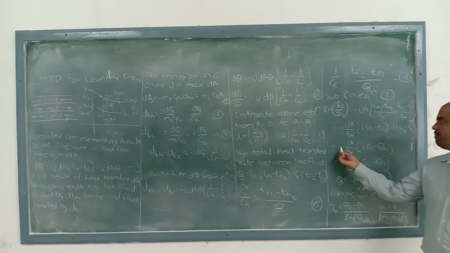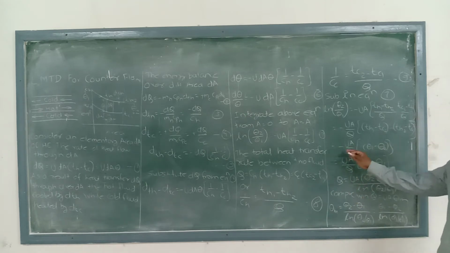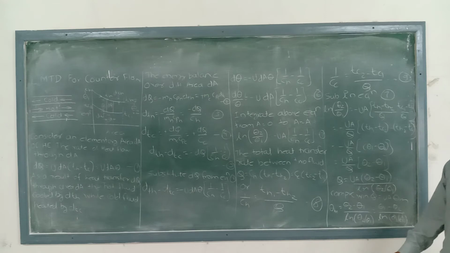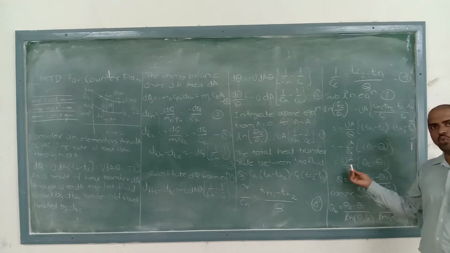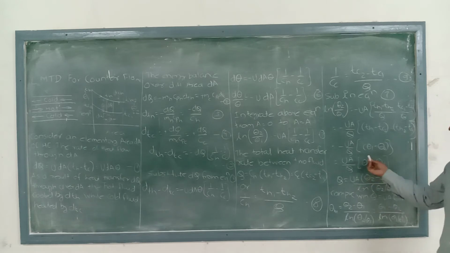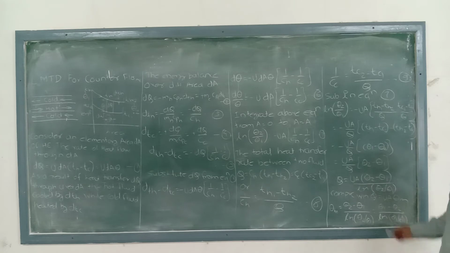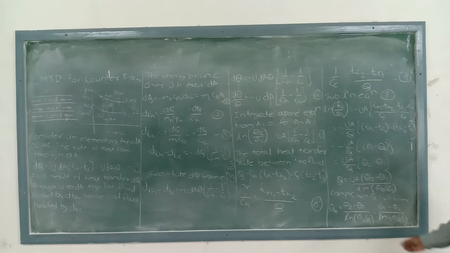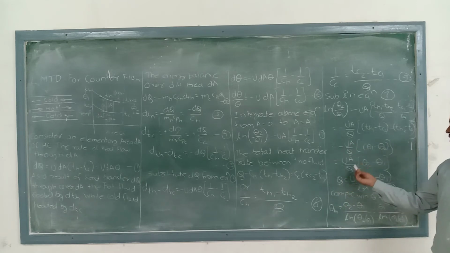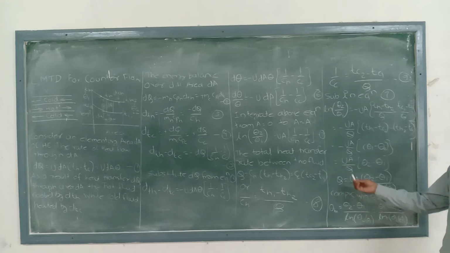Now we are going to remove this negative sign by merging it inside the square bracket. So ln of theta 2 upon theta 1 is equal to UA upon Q into square bracket theta 2 minus theta 1. We are just changing the sign because the negative sign goes inside the bracket. After that we rearrange the terms, taking one term to the other side, and this term is taken into the denominator.